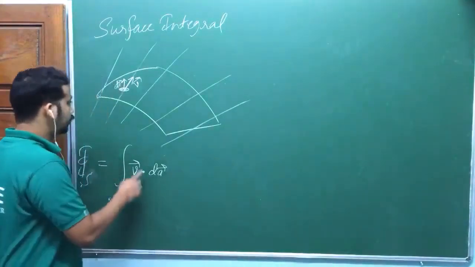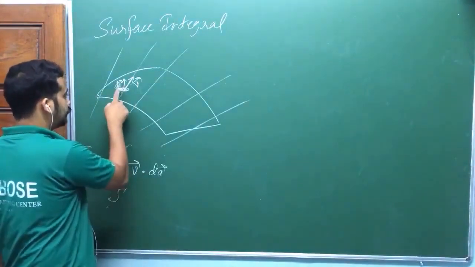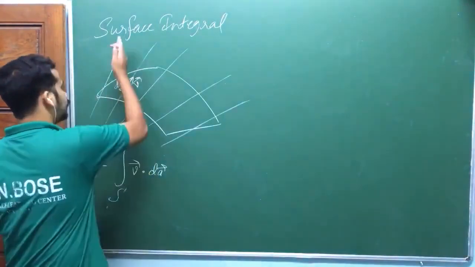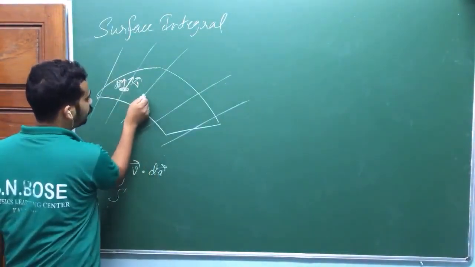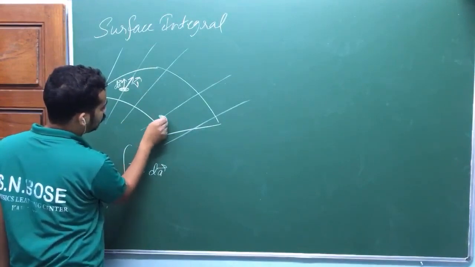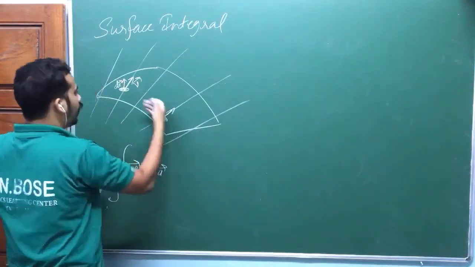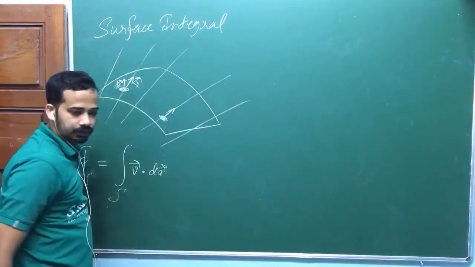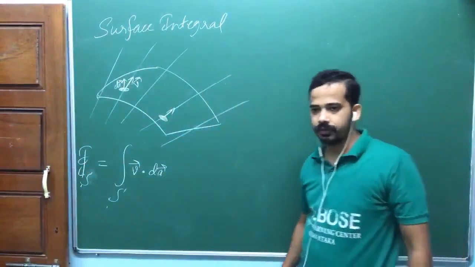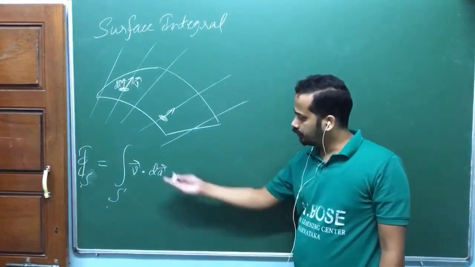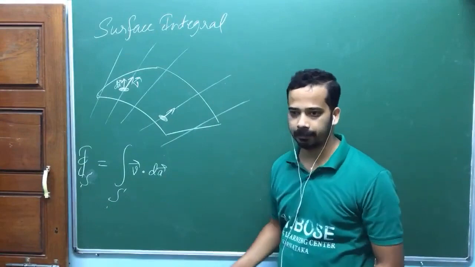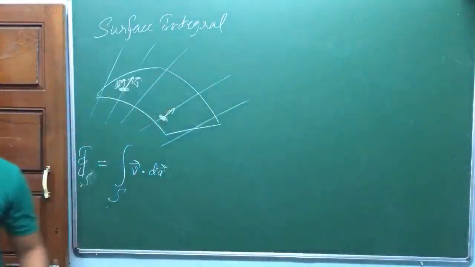But look at here. Again, this dA vector is your choice. You can choose dA vectors like this. Suppose if you take somewhere here, you can take the dA vector like this, or you can just invert all of those dA vectors. That's your choice. If you invert all dA vectors, then you will get a flux which is negative to the earlier flux, but the magnitude will be the same. Magnitude of the flux will be the same.